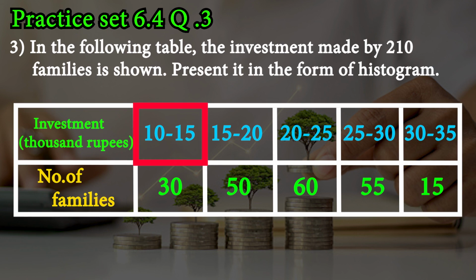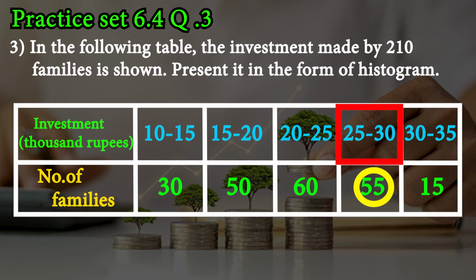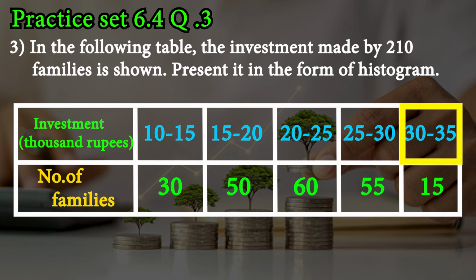10 to 15,000 rupees, number of families 30. 15 to 20,000 rupees, number of families 50. 20 to 25,000 rupees, number of families 60. 25 to 30,000 rupees, number of families 55. 30 to 35,000 rupees, number of families 15.